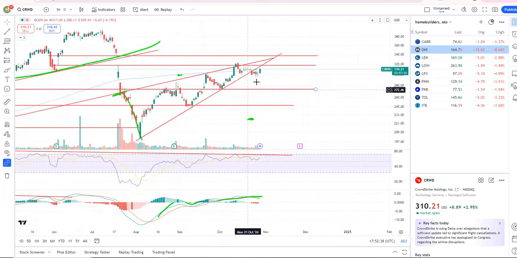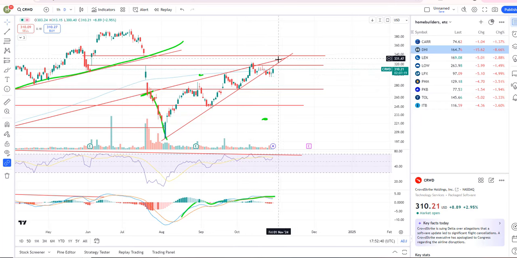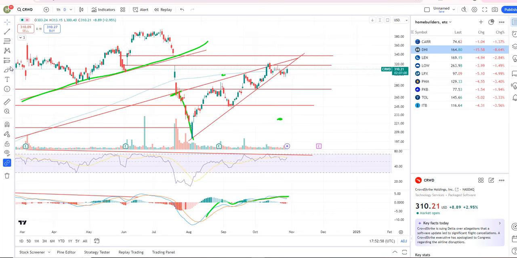it's not the cleanest. Could have a false breakdown and maybe go on to fill this gap up here and maybe even go higher. What I would want to see is, let's say it gaps up and fills this gap right here, puts in some sort of a divergent high, and then we see some selling, a rejection candle. That would be a better setup and a better sell signal.